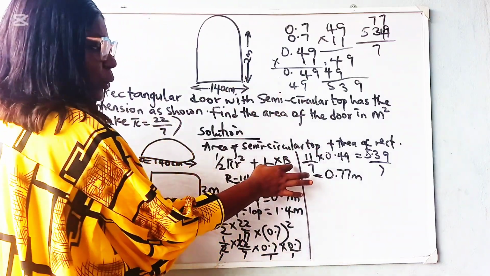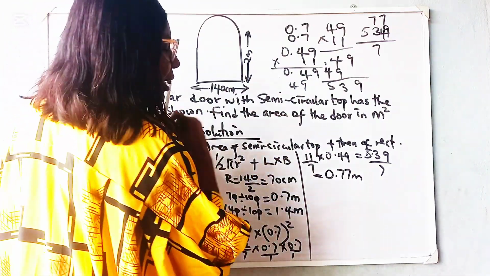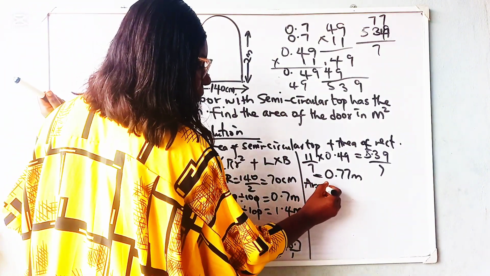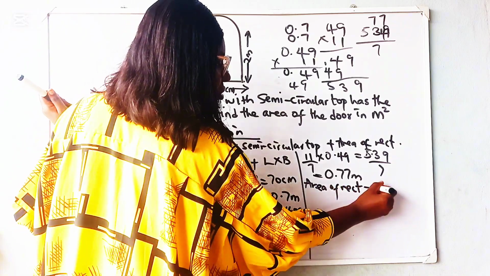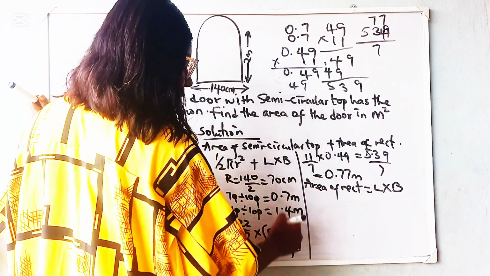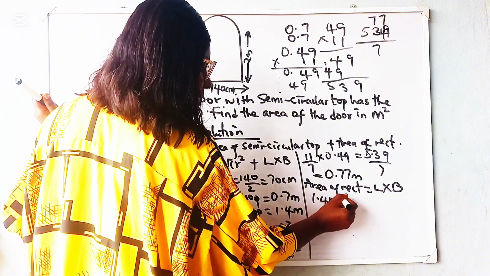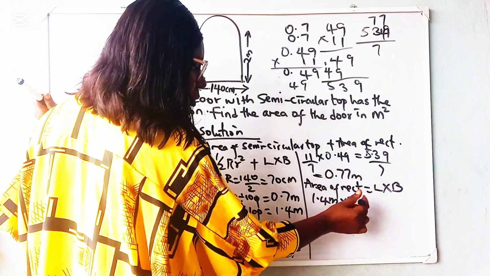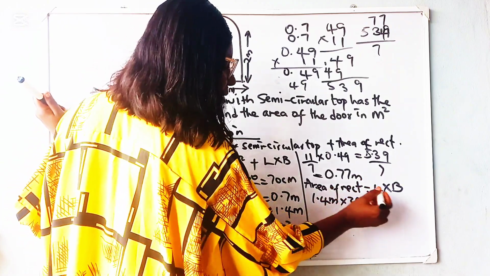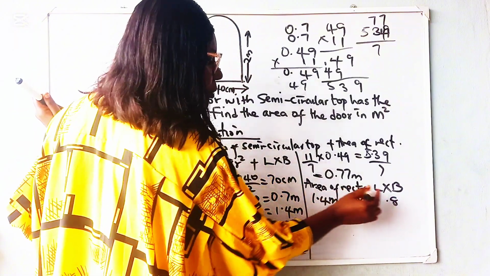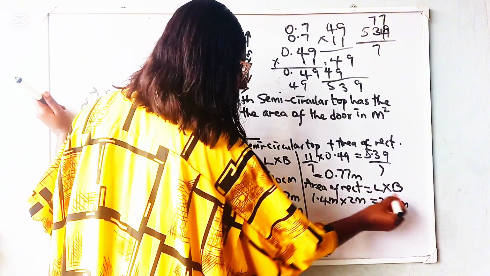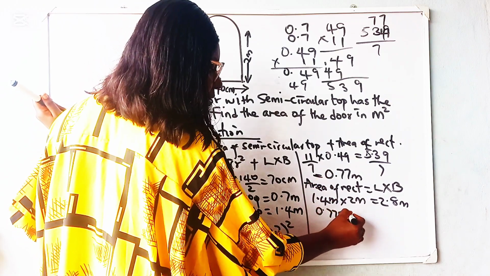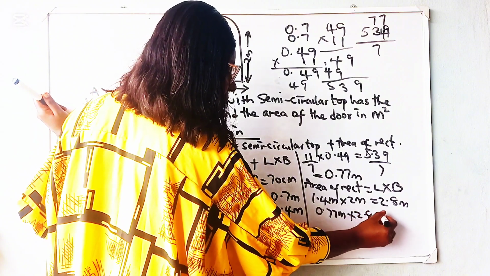Like I told you, the area of a rectangle is length times breadth. Our length, when we convert it to meter, is 1.4 meter, and our breadth is 2 meter. If you multiply, 2 times 4 gives us 8, and 2 times 1 gives us 2. We have 2.8 meter squared. So for us to get our final answer, we have 0.77 plus 2.8.